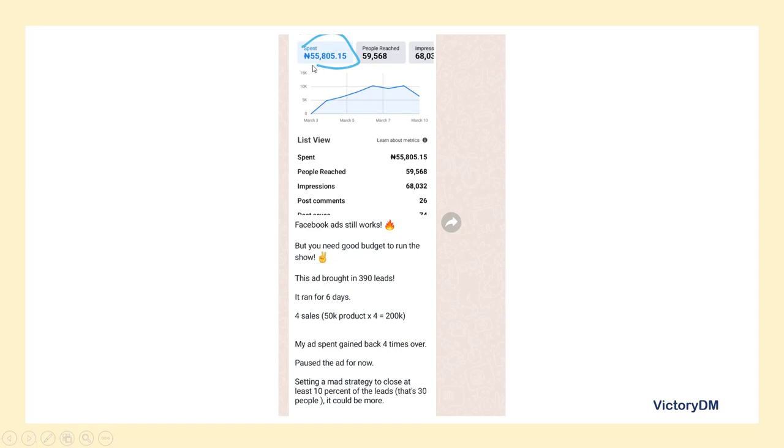He spent about 55,000 naira on ads, and he said the ad brought in over 390 leads, right? He made 4 sales for a product that is sold for 50,000 naira. He made 200,000 naira in sales, spending 55,800 naira on ads. This is someone who is my student that took this course. You can imagine the crazy results he's already getting.